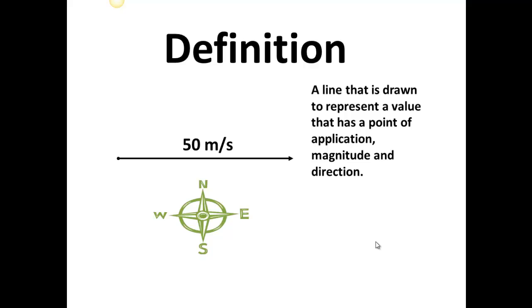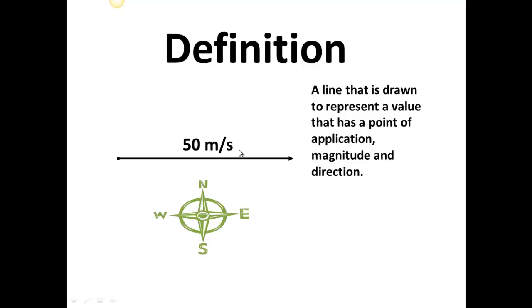Vectors are lines that are drawn to represent a certain value. So this is a vector here, and it represents a value of 50 meters per second. The scale will be different on the thing that you're viewing, so it looks very different, obviously, on a phone to a laptop. But you could choose a scale of, say, 1 millimeter equals 1 meter per second, and you could draw this line 50 millimeters long.